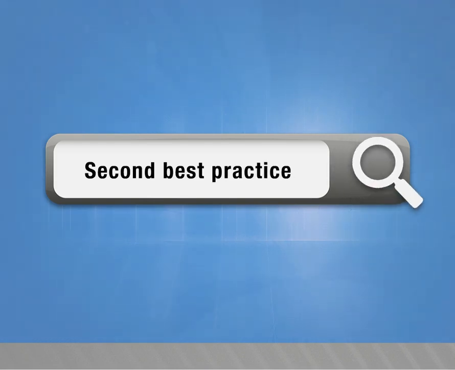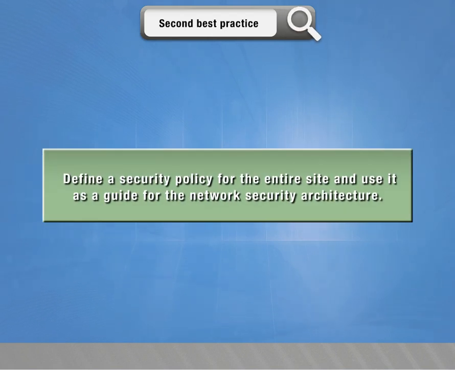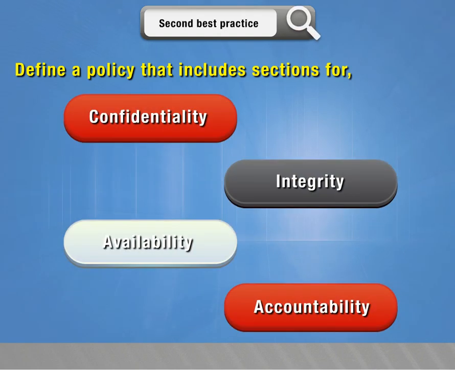Second best practice: define a security policy for the entire site and use it as a guide for the network security architecture. Define a policy that includes sections for confidentiality, integrity, availability, accountability.